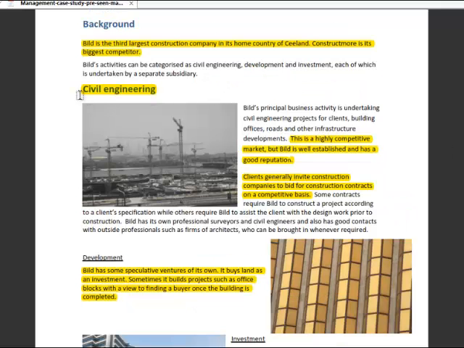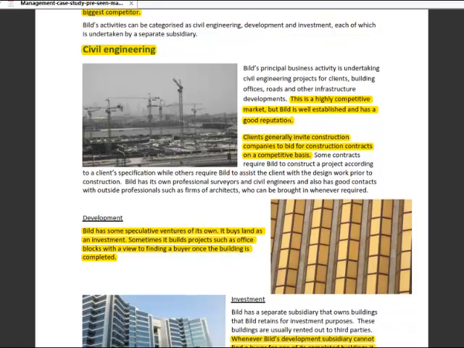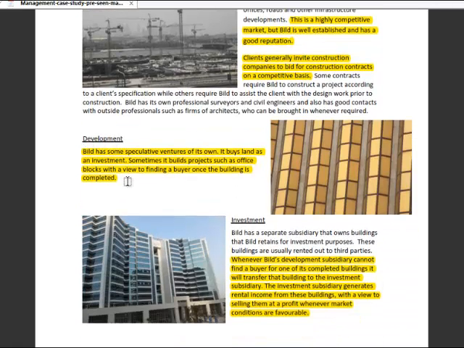We find out later that Build is separated into 3 subsidiaries. Civil engineering is the biggest one, and the second one is called development. What development does, it says here, has some speculative ventures of its own. So the word speculative comes to mind here. Speculation means risk. It buys land as an investment, and sometimes it builds projects such as office blocks with a view to finding a buyer once the building is completed.